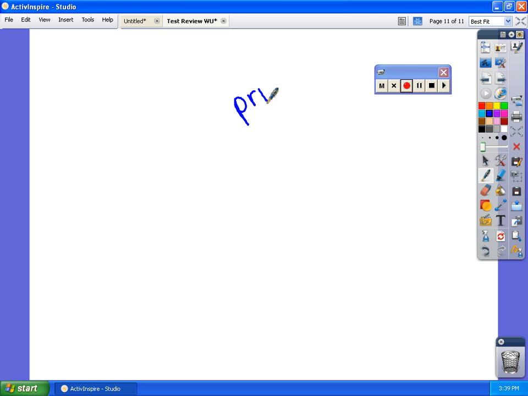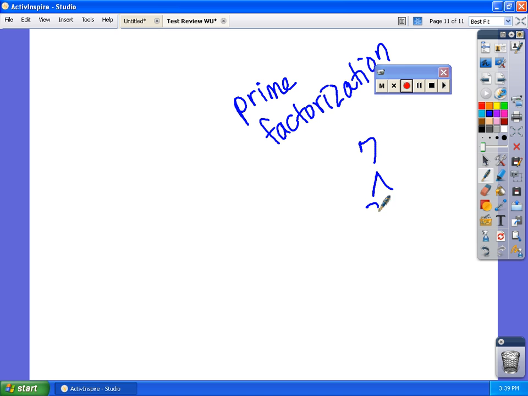Now, the prime factorization is taking a number and breaking it down into its prime factors. Remember, prime numbers are numbers where the only things that go into them are 1 and itself. For instance, the number 7 is a prime number because other than 7 and 1, there's no other multiplication problem. There's no other factors that can get you 7. Whereas 36, you have 36 times 1, but you also have 6 times 6. So this is not prime. We would call that composite.